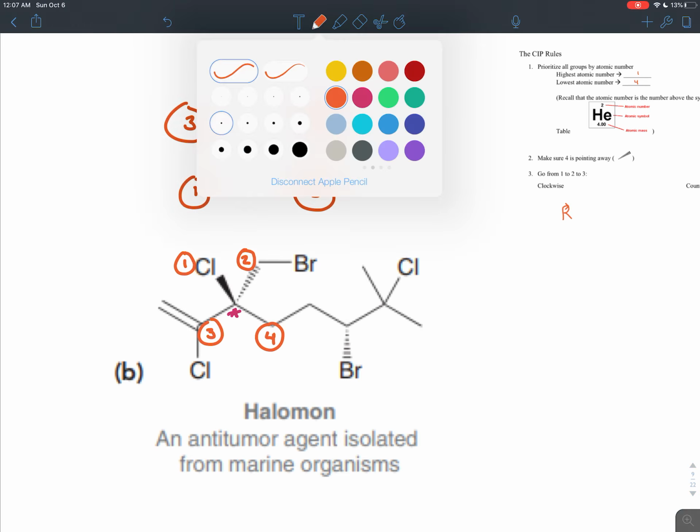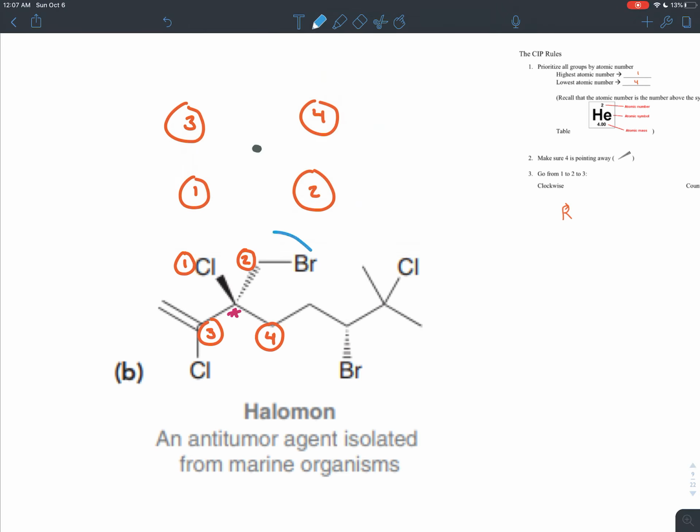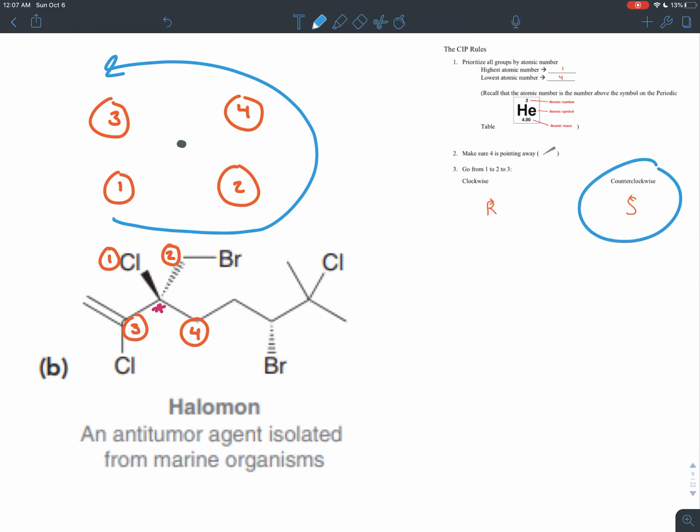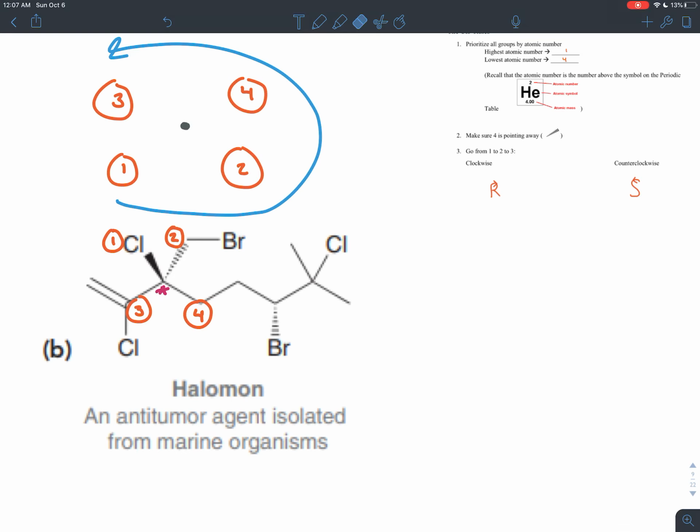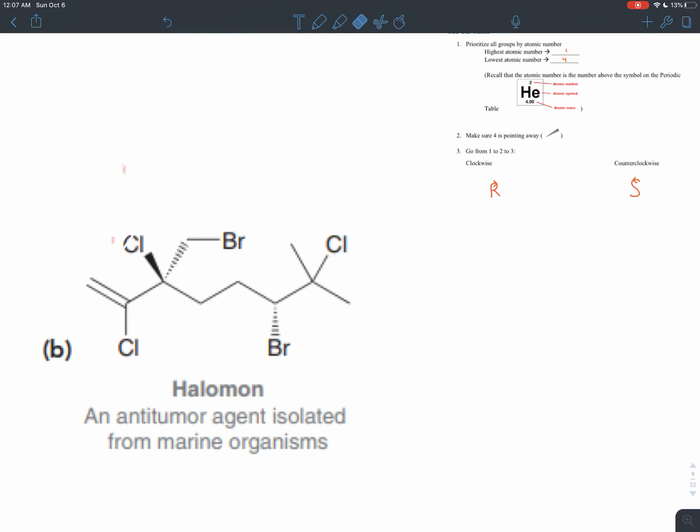So now that we've switched these, I'm going to use my little diagram. 4 is going away because I put it up here. And I'm going to go from 1 to 2 to 3, ignoring 4. And notice that when I do that, I'm going counterclockwise. And if you're going counterclockwise, then you are left-handed. You are the S, or left-handed version of the chiral center. So this chiral configuration here is S. So I'm going to write that in there.